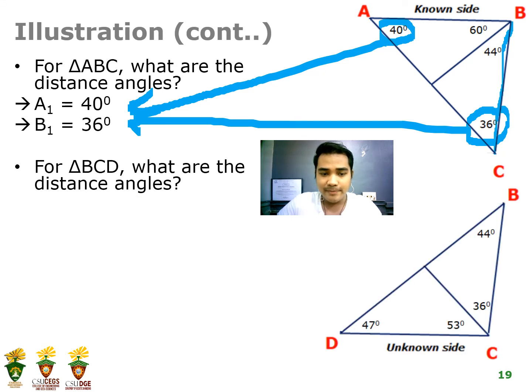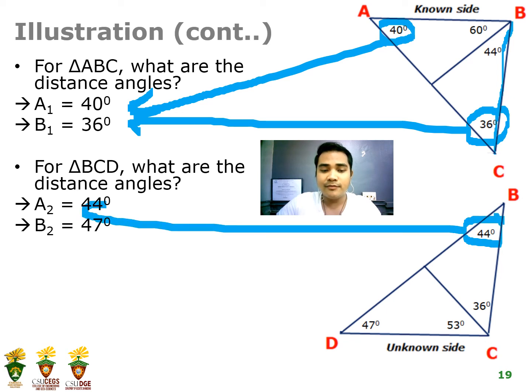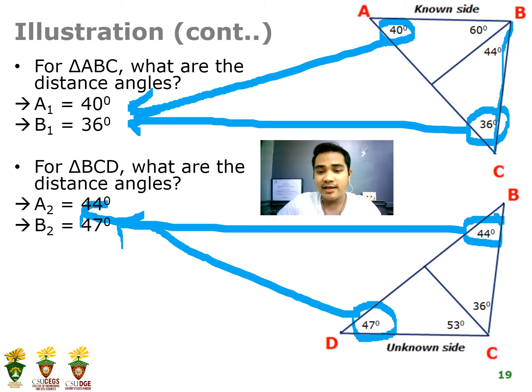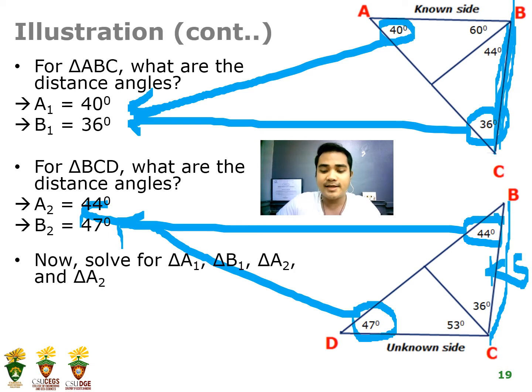So next is triangle BCD. What are the distance angles? First is the opposite of the unknown side, which is 44. And B2 is for the known side, so 47. Why 47? Again, in the first triangle we obtained the value of BC. Since it is a common side of BCD, BC in the second triangle is a known side, so the opposite of the known side is 47.